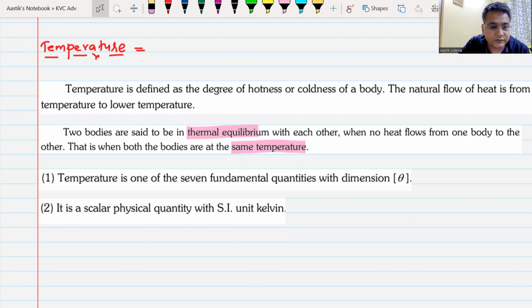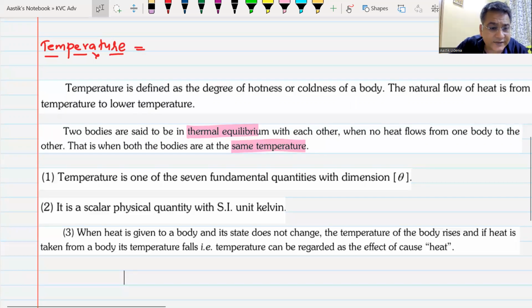Yes or no? Yes, sir. When a body loses heat, its temperature falls, and when a body gains heat, its temperature rises. There is one more thing that can happen, which is the change of state. We will also see that. But normally, if heat is given to a body, the temperature of the body may rise and the temperature of the body may fall. Yes or no? Yes, sir. Okay.